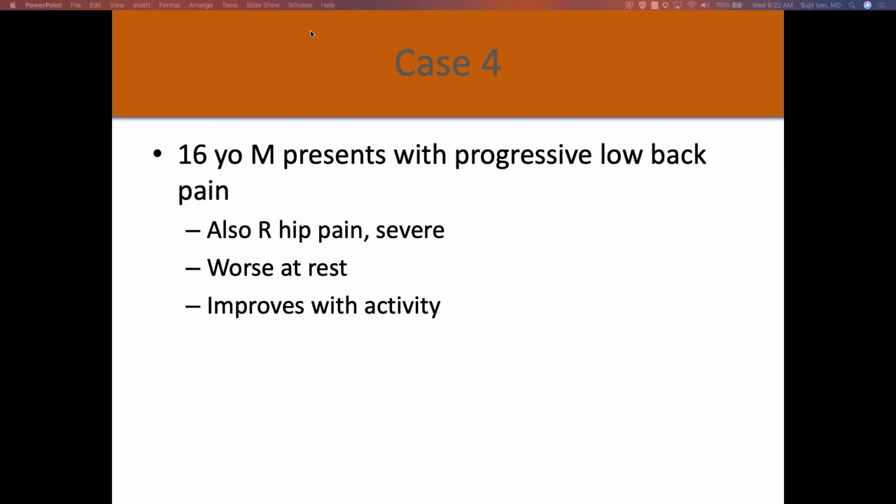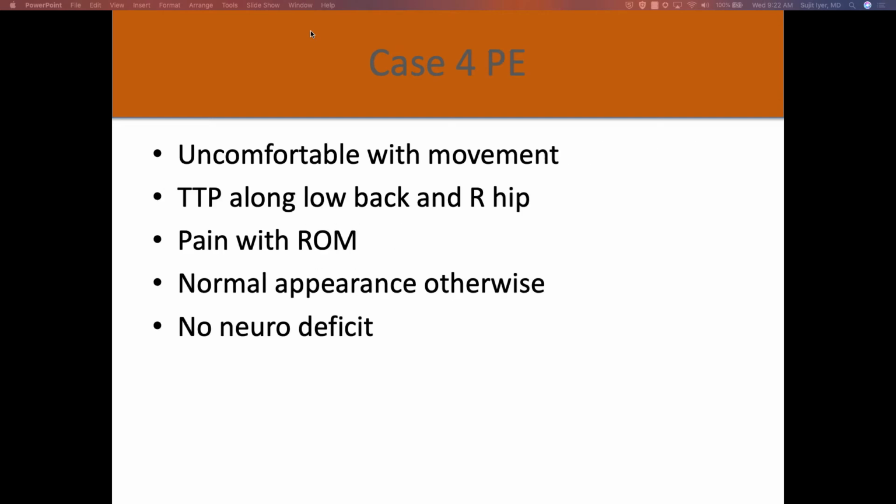So case 4, we have a 16-year-old male who presents with progressive low back pain, also severe right hip pain. It's worse at rest, and it improves with activity. Uncomfortable with movement. He's tender along his low back, also tender along the right hip. There's pain with range of motion of that right hip, and otherwise his back and his hip look normal, and there's no neurodeficits on exam.